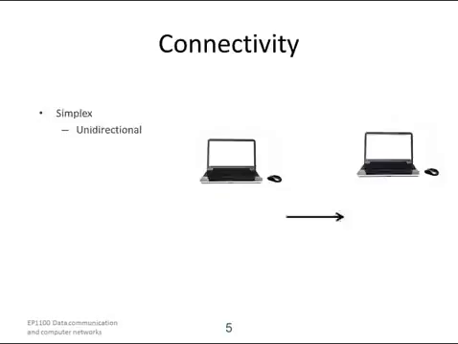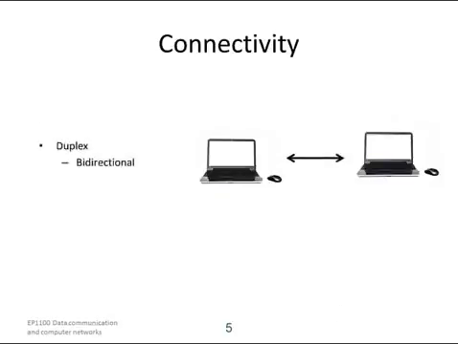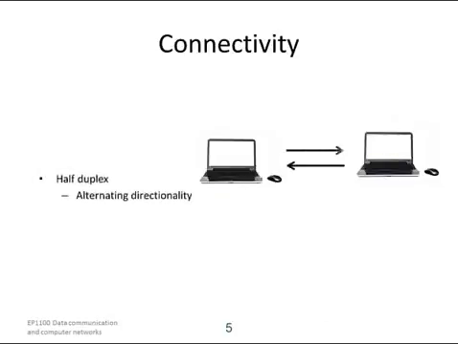When both computers can communicate with one another without any restrictions, we talk about duplex or bidirectional communication. The third possibility is what's called half-duplex. It's an alternating directionality where a computer can both send and receive, but not simultaneously. So it either sends or it receives. This is, for instance, the mode for Wi-Fi, for which the radio can either be in transmission and sending mode or in receiving mode.